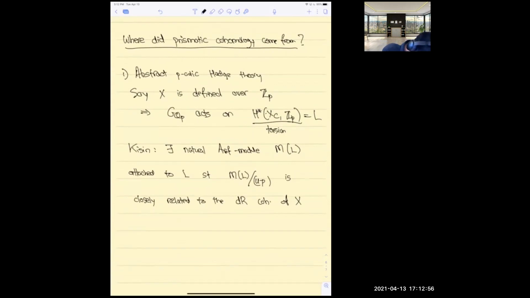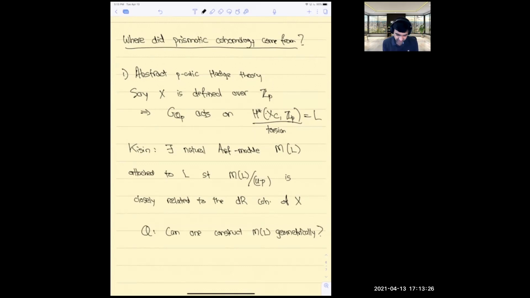And I think a lot of people had asked this question. So can one construct M of L geometrically? Meaning geometrically from X rather than from this Galois representation. And there are many reasons why you might want to do this. One is that throwing away the torsion is kind of a bad operation, and it often ignores some information, and so you don't want to ignore it.